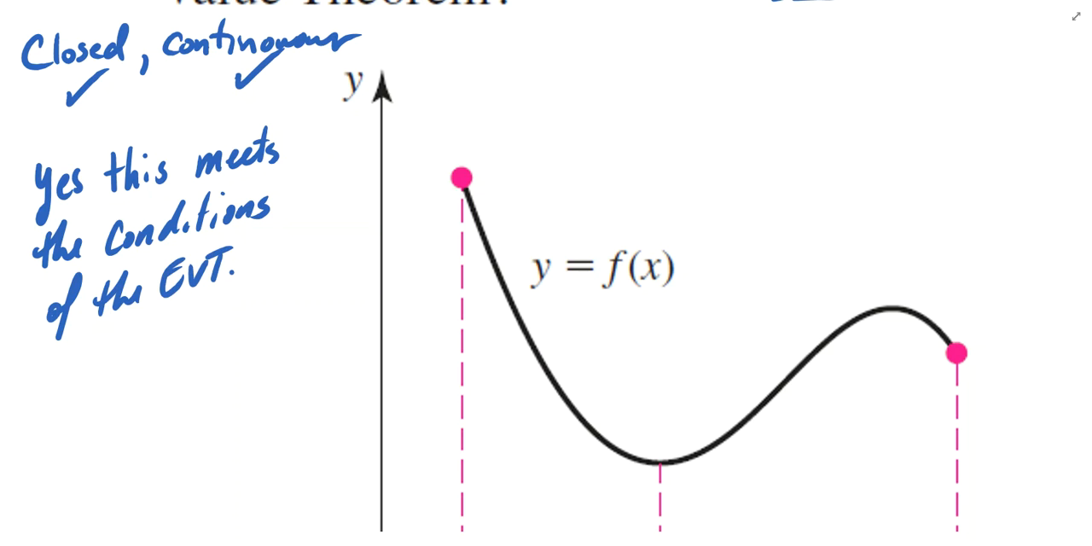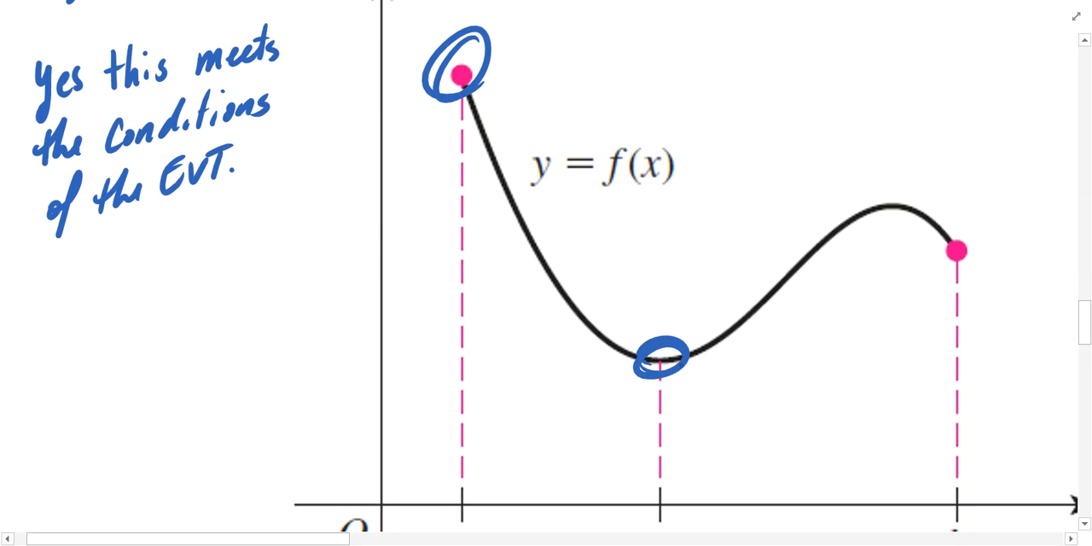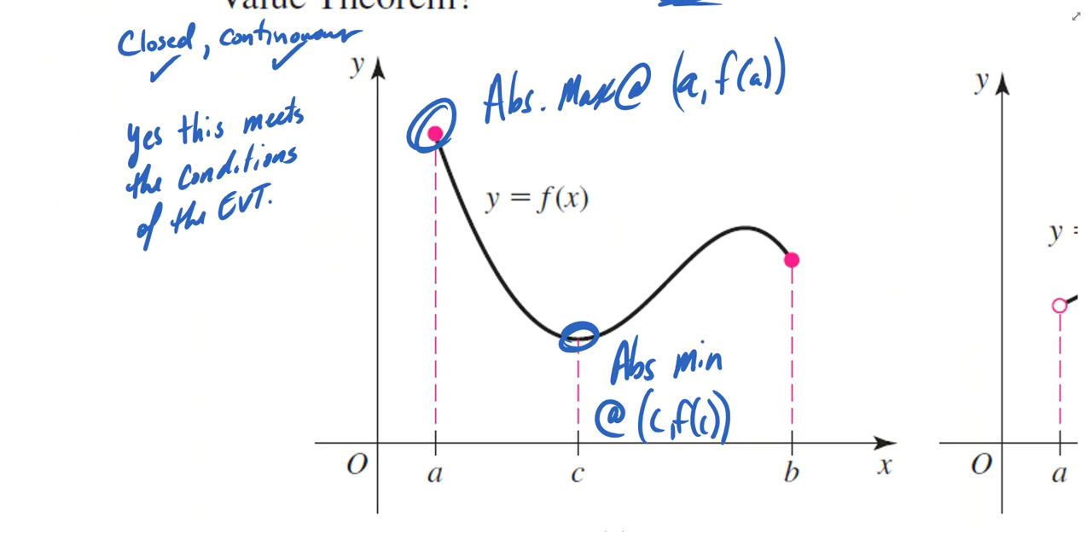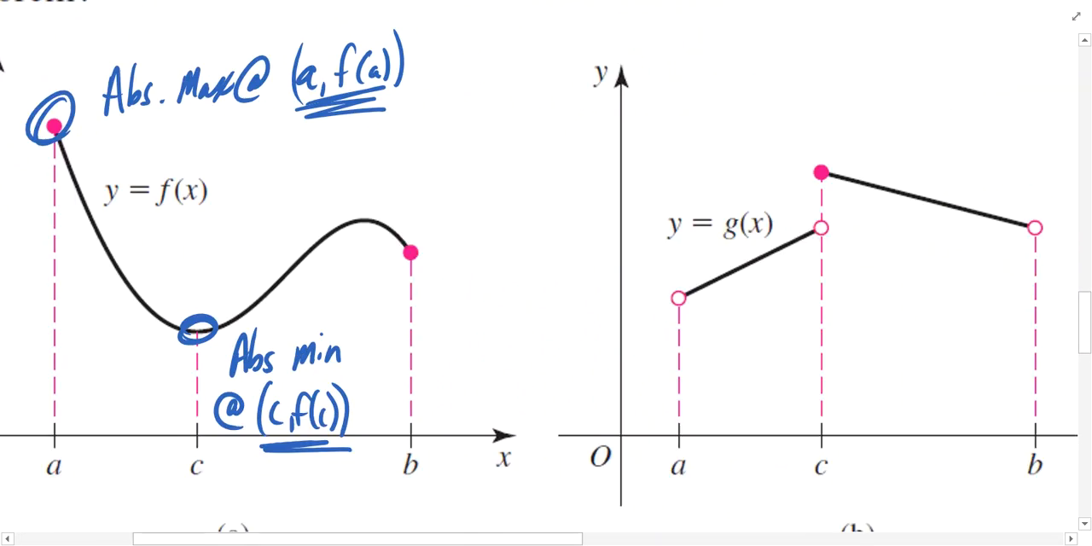Anyway, yes, this scenario does meet the conditions of the EVT, so therefore there is a maximum point and there is a minimum point on this interval. And again, we could say that the absolute maximum occurs at this point, even though the values for a are not clear, and then our absolute minimum occurs here at c, f of c.